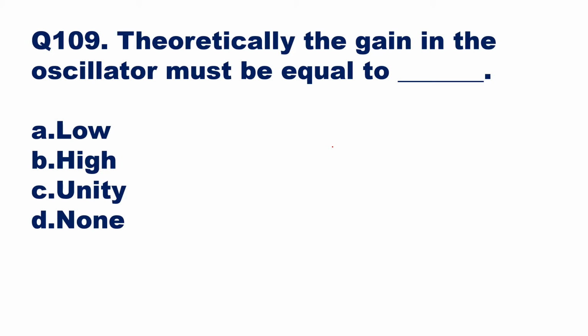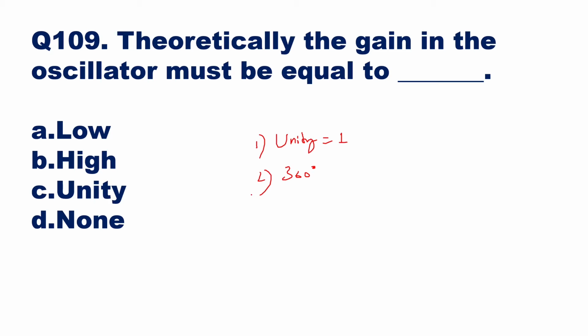Theoretically, the gain in the oscillator must be equal to how much? So if you remember the Barkhausen criteria for oscillations, the gain of the loop should be unity, that is 1. And the phase shift should be 360 degree in total of the closed loop. So these are the two factors of Barkhausen criteria which are needed for the arrangement to behave as an oscillator.